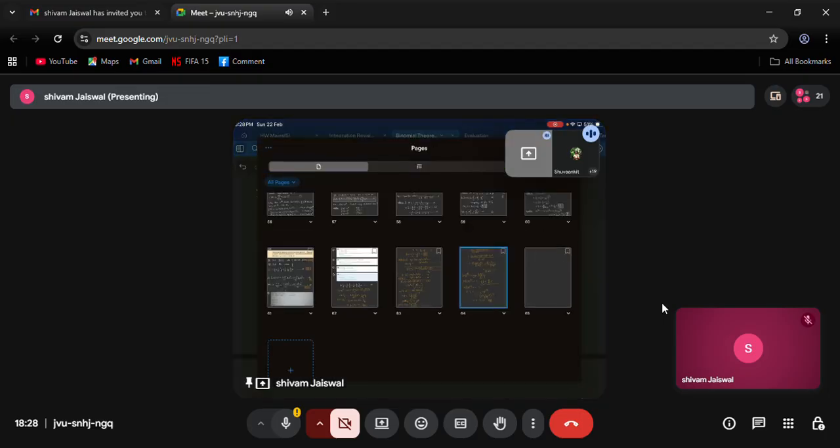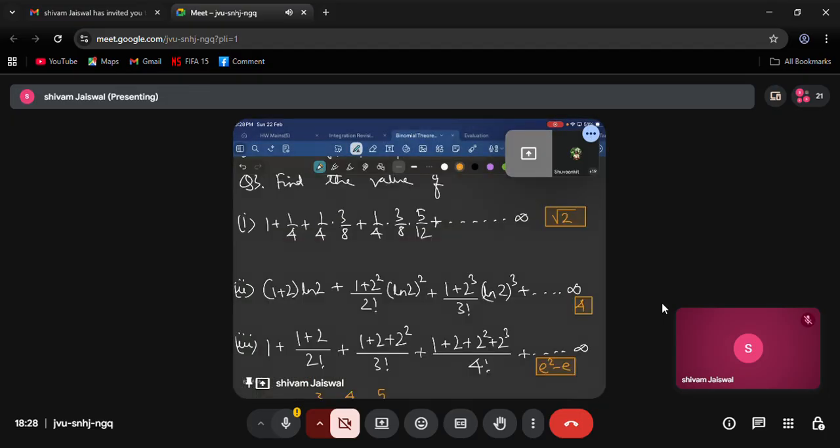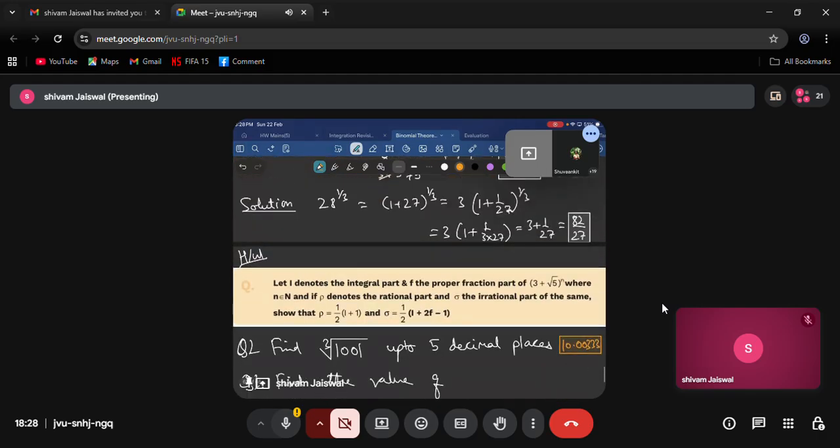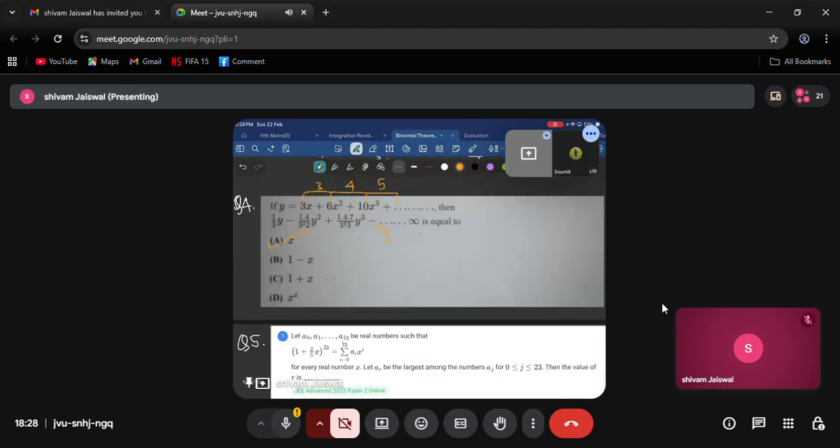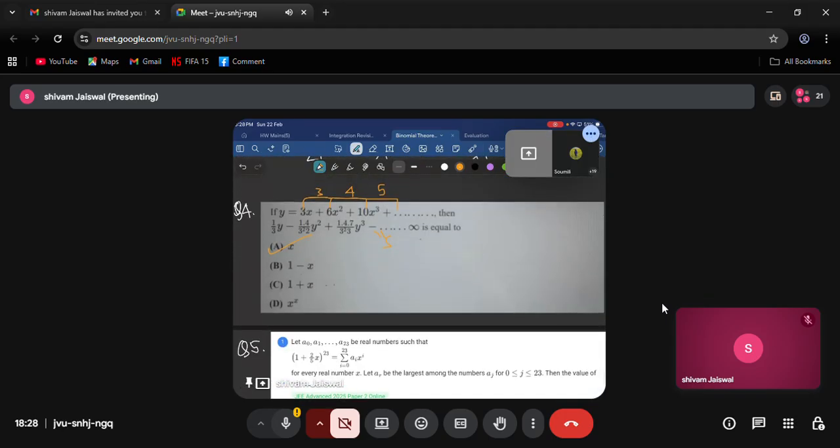Is it clear, Shamili? Yes, sir. Okay, answer is option A. Tell me if you have any other method. Tell me what did you do? Sir, instead of doing the AP, I did it by adding and subtracting, and put it in the form.